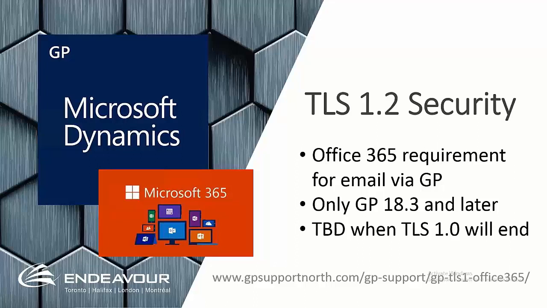Microsoft actually announced before the COVID pandemic that they were going to turn it all off. They've done extensions, and it's TBD when they're actually going to turn it off. This is an Office 365, Microsoft 365 decision. It has nothing to do with GP. However, with their decision to turn off TLS 1.0, it will stop your ability to connect Microsoft 365 and Office 365 to Dynamics GP if you're on a version of 18.2 or older.